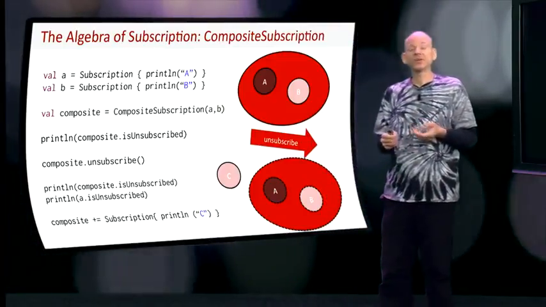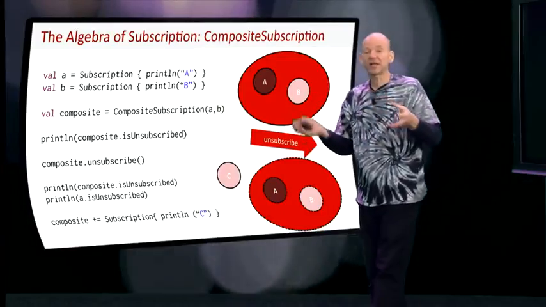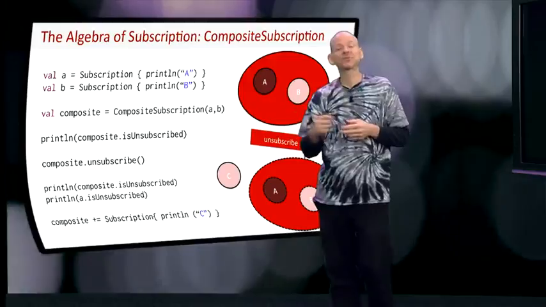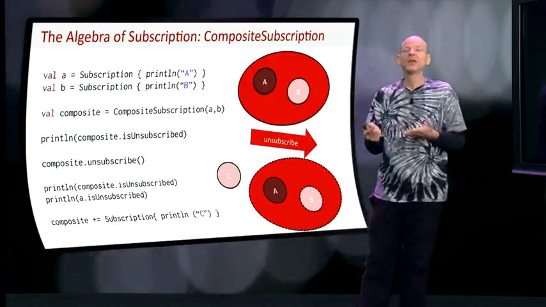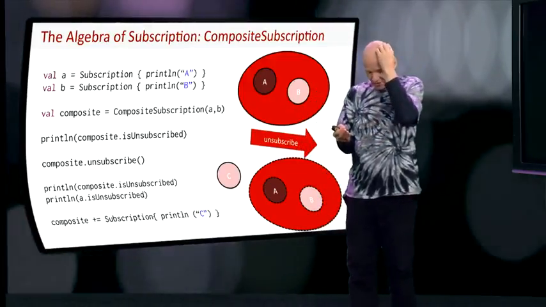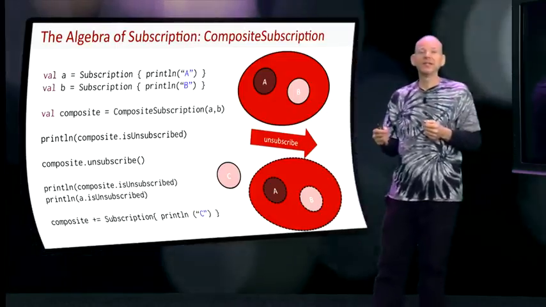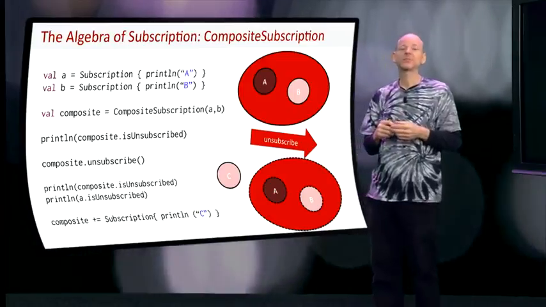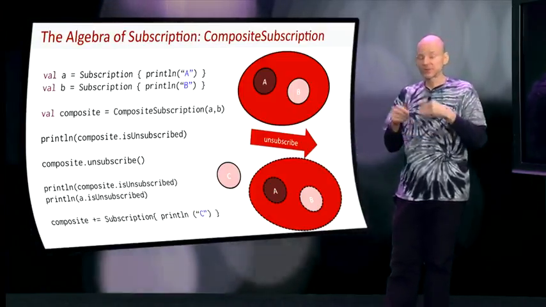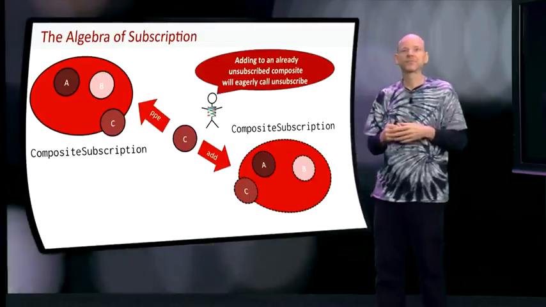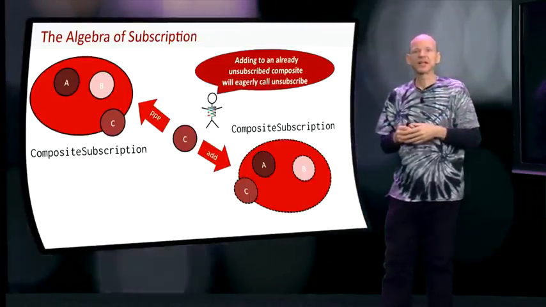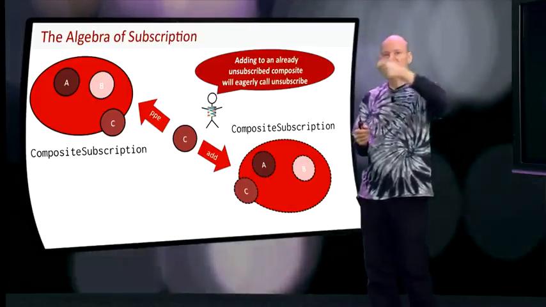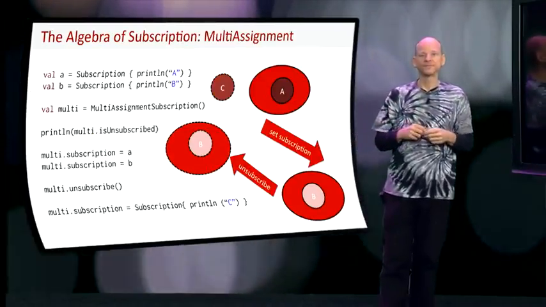And you can ask yourself now, imagine that I have a composite subscription that's already unsubscribed, and now I add a new subscription to that, subscription C. What will happen? Well, the design choice we made is that when you add a new subscription to an already unsubscribed composite subscription, that new subscription will immediately be unsubscribed. So that's what happens. If it's not yet unsubscribed, nothing happens. If it's already unsubscribed, it will be immediately unsubscribed.